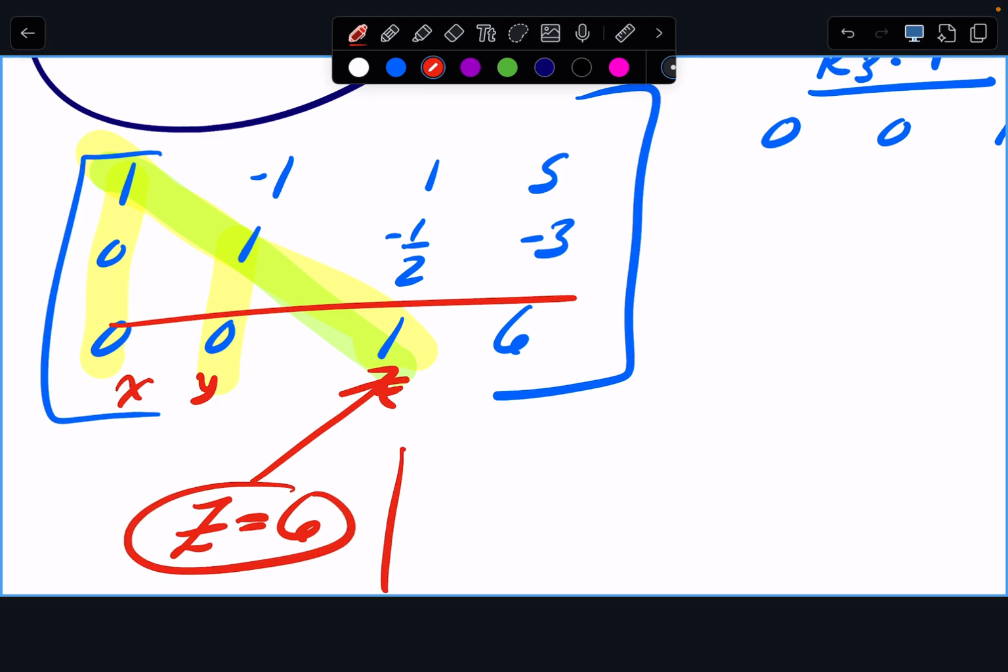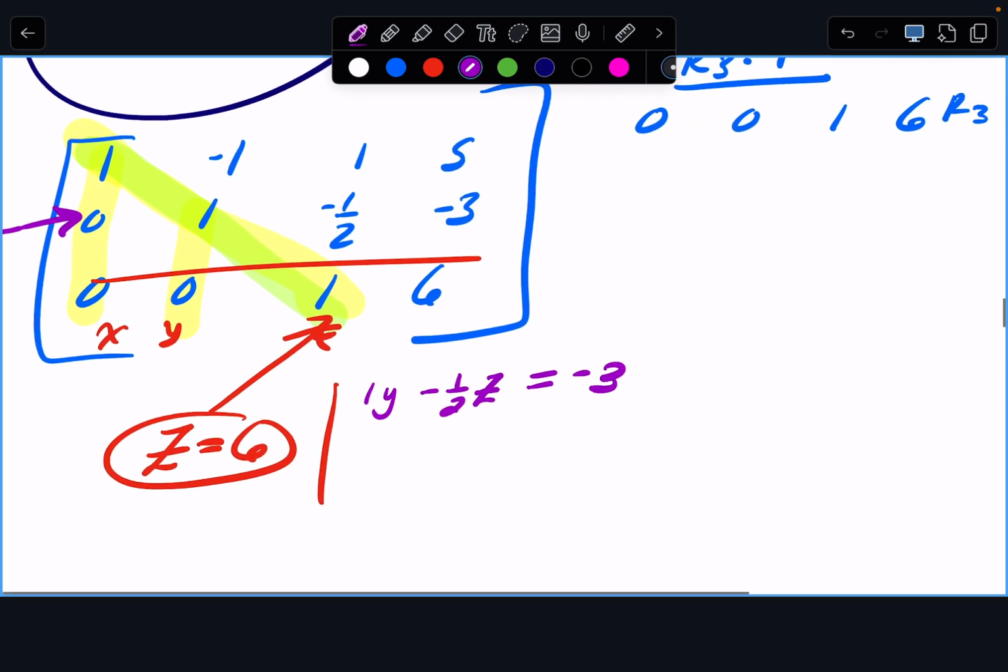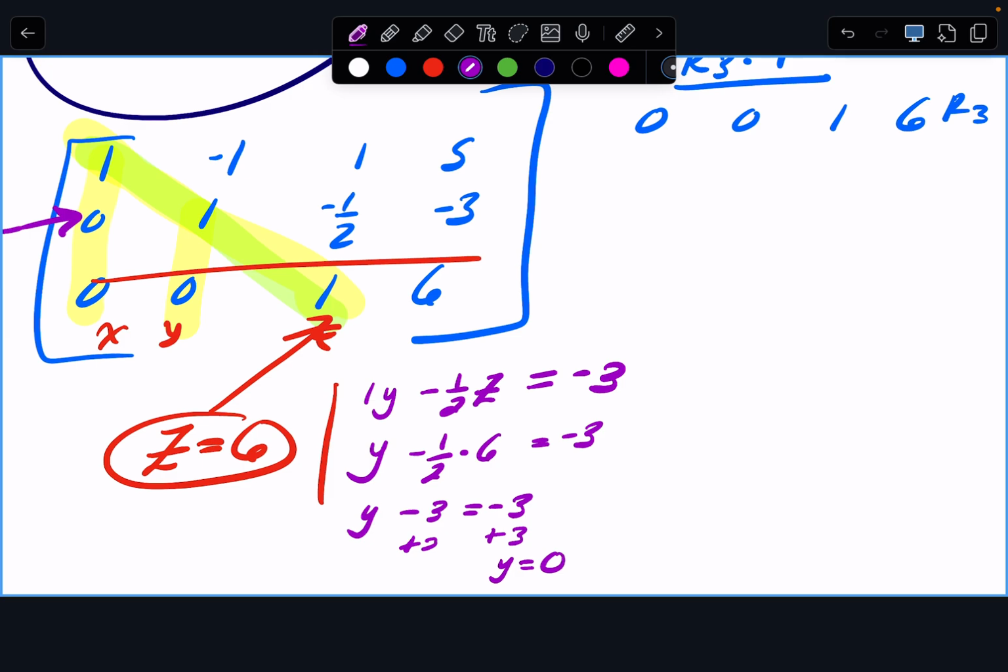Circle it, okay? Next one's going to have to be, I have to write it out. I have 0x plus 1y minus 1/2 z equals -3. I'm writing it back as an equation now. Is everyone with me? I didn't write 0x because it felt silly. Somebody would say y minus 1/2 times 6 equals -3. So that's y minus 3 equals -3. We'll add 3. Y equals 0.